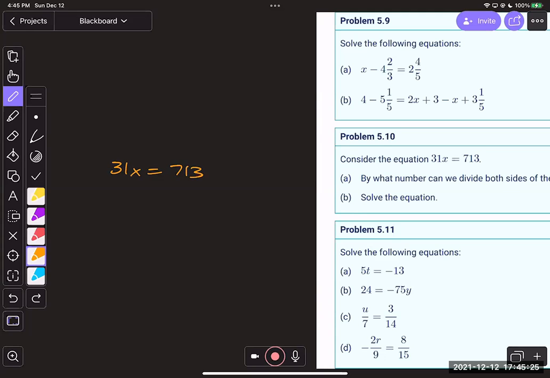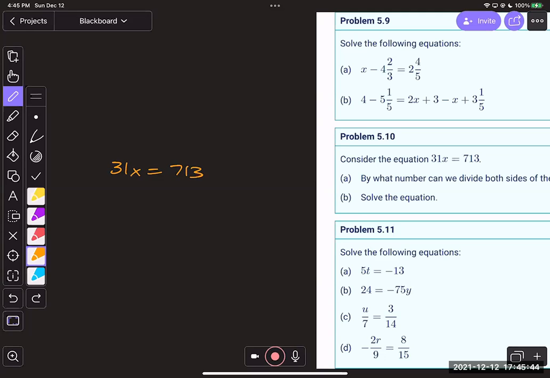Division? Yeah, divide, right? So your opposites are multiplication and division. Those two are opposites. And then addition and subtraction are opposites. So if you're being subtracted, you add. If you're adding, you subtract, right? If you're being multiplied, you divide, and if you're being divided, you multiply to get rid of stuff.